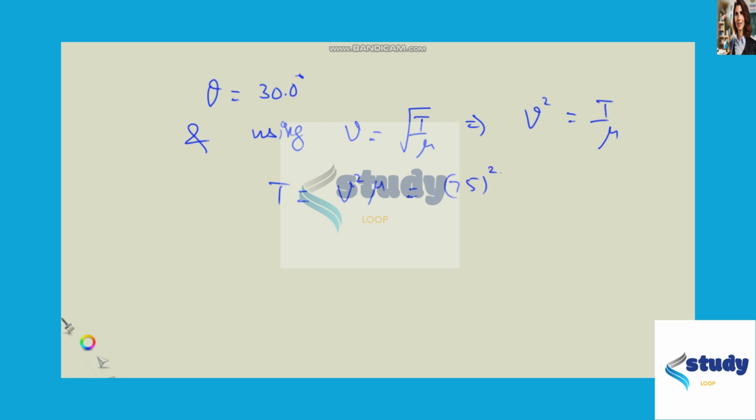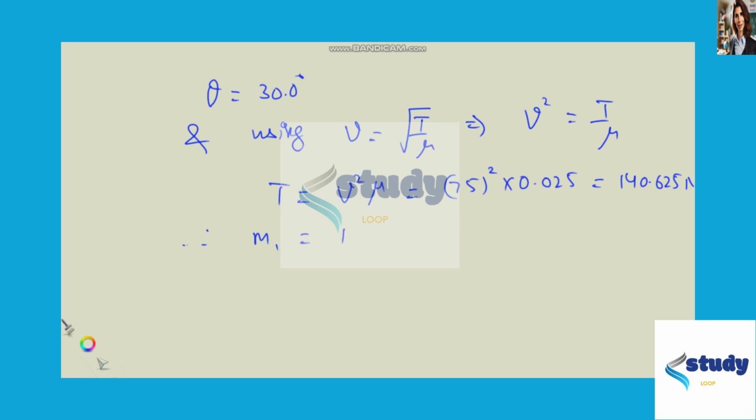Okay, now angle theta here, that is 30.0 degree, and using an expression for the speed of the transverse wave generated over the string, v is given as the square root of T by mu. So v square will be equal to T by mu. So tension in the string, that is v square multiplied by mu, means square of 75 multiplied by 0.025 comes out to be equal to 140.625 Newton.